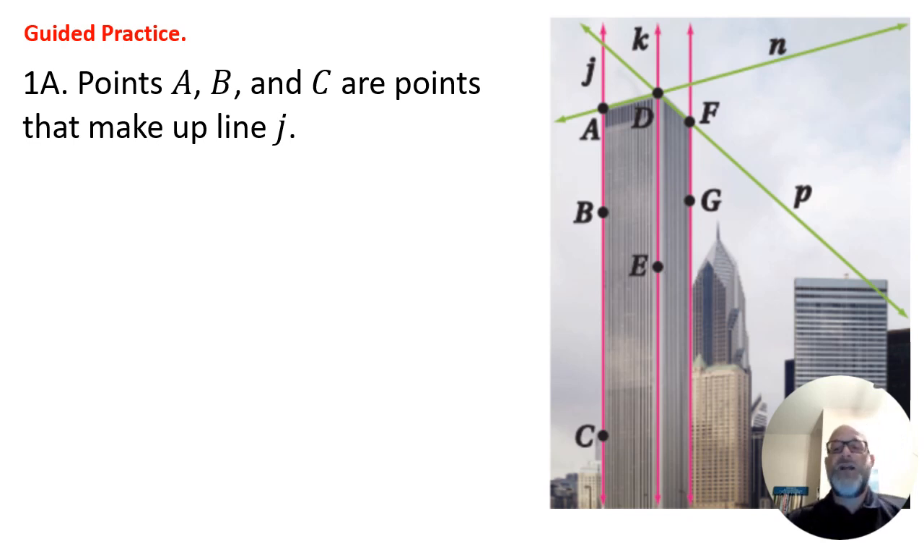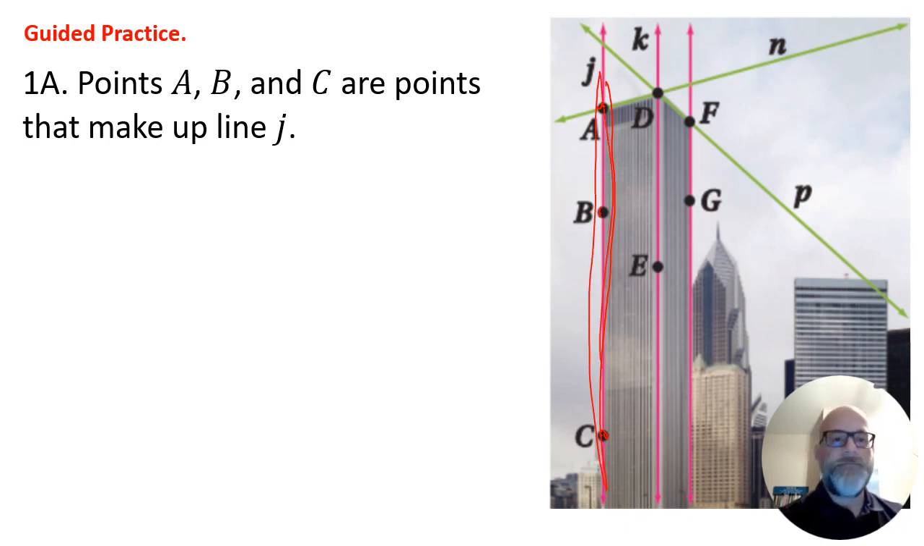All right, folks, time for guided practice. Points A, B, and C are points that make up line J. See if you can do this and come on back, all right? All right, points A, B, and C are points on the same line. Yeah, we definitely agree with this statement right here.